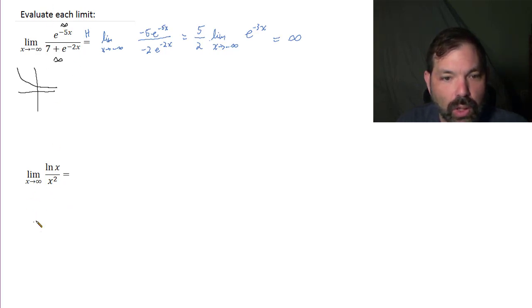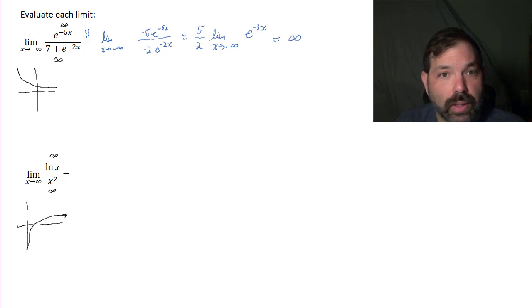Let's see, natural log x. All right, if we think of a quick sketch of natural log x, it does that roughly. And so as x approaches infinity, the natural log x keeps increasing. And so natural log x would go to infinity. x squared would also go to infinity as x approaches infinity. So again, this is an indeterminate form, the infinity over infinity case. Let's apply L'Hopital's rule.